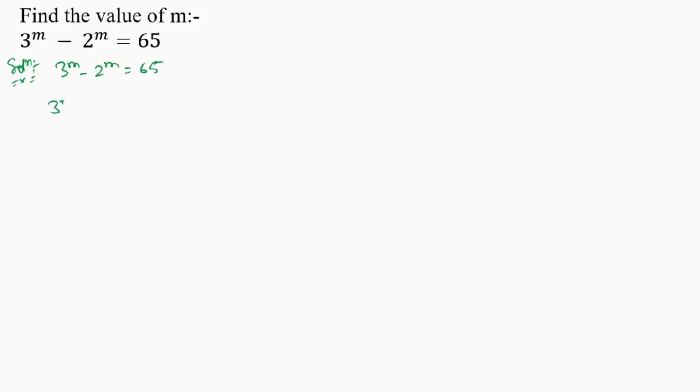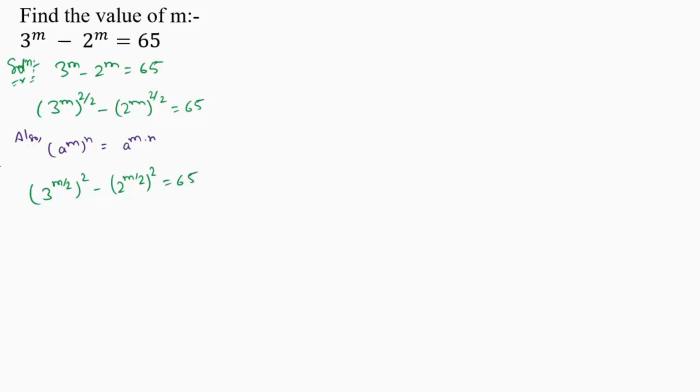So we have 3 raised to power m, bracket, we can multiply the power by 2, minus 2 raised to power m, and for this similarly multiply the power by 2, equals to 65. Also we know (a raised to power m) bracket n can be written as a raised to power m times n. So our equation will become (3 raised to power m by 2) bracket 2 minus (2 raised to power m by 2) bracket 2 equals to 65.